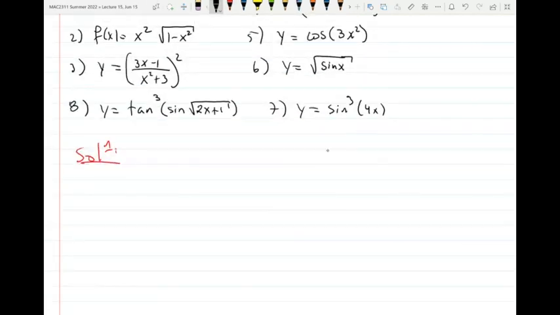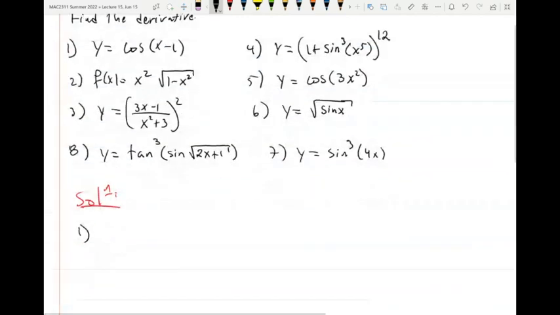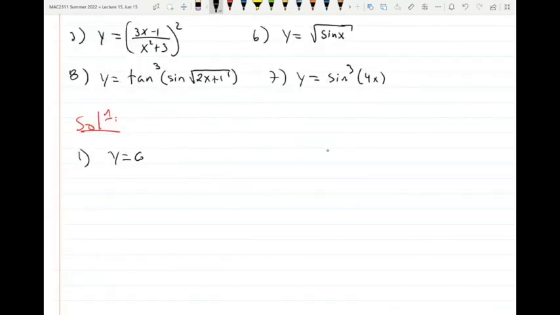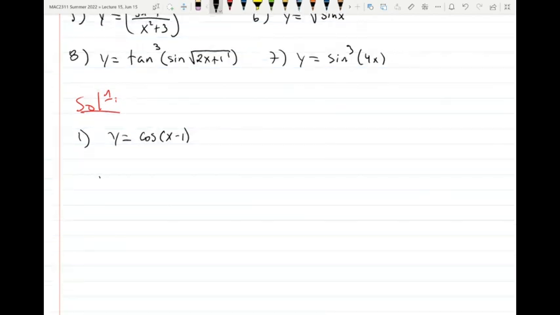So let's see. The first one was cosine of x minus 1. Okay, so what's the solution? Negative sine of x minus 1. Very good. Does everybody agree with this?